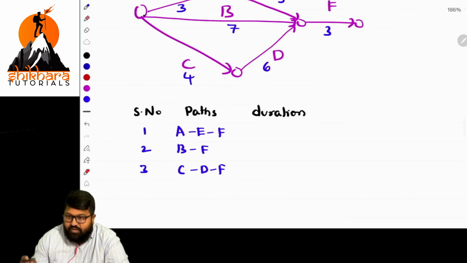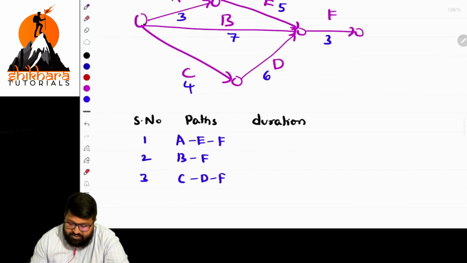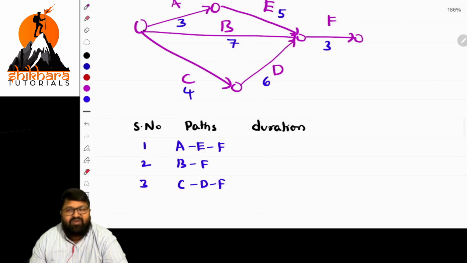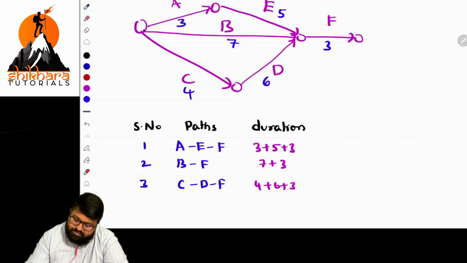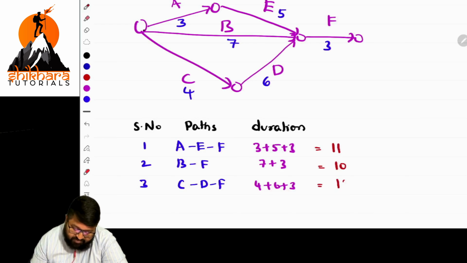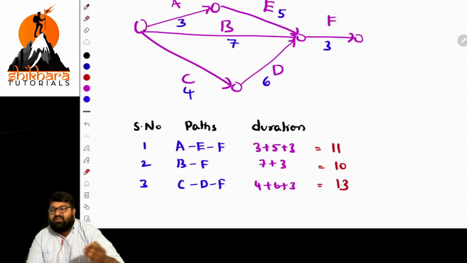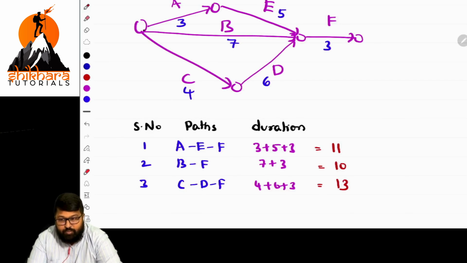Now, what is the duration there? Basically, just add the time given on the activities. That is 3 plus 5 plus 3. What about the next one? 7 plus 3. Next one, 4 plus 6 plus 3. In these cases, what is the total duration? 11, 10, and in the last case, 13. Sir, we have done the calculation of duration for all the alternative paths.